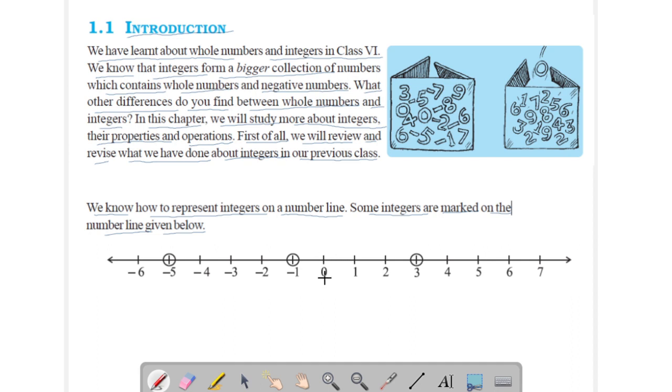This represents 0. On the right hand side of 0, we represent positive integers, that is 1, 2, 3, 4, 5, 6, and 7, and so on. On the left hand side of 0, we represent negative integers, that is -1, -2, -3, -4, -5, -6, and so on. Here, this circle represents 3, this circle represents -1, and this circle represents -5.